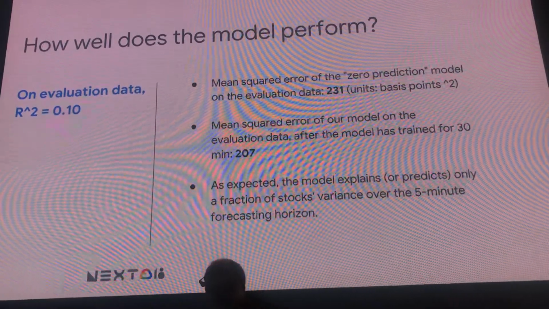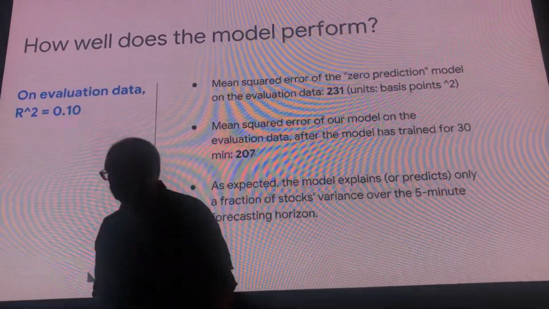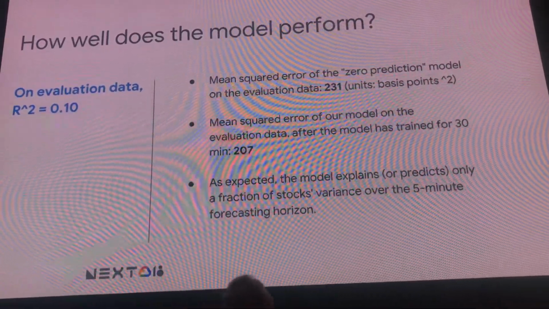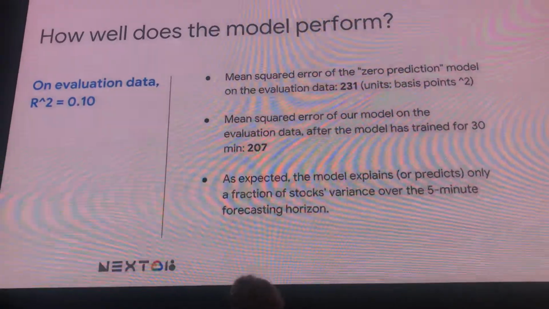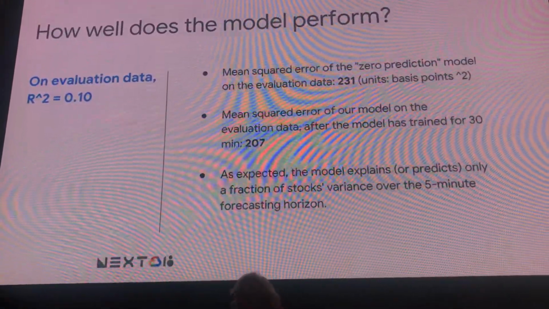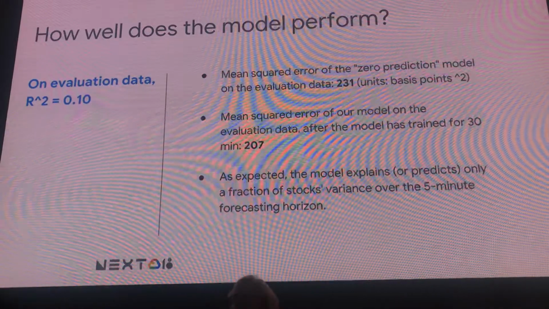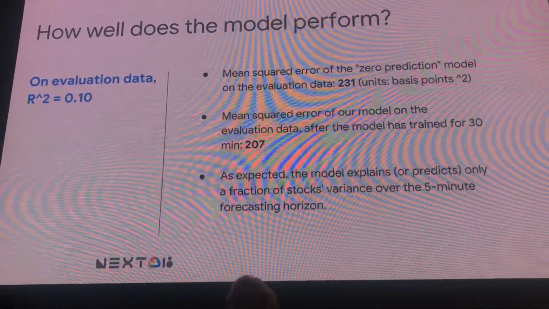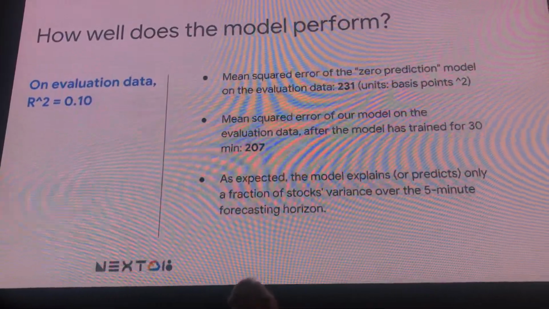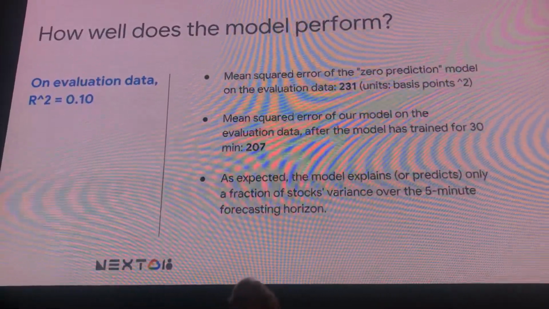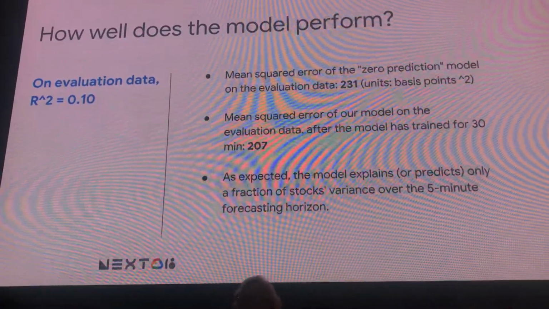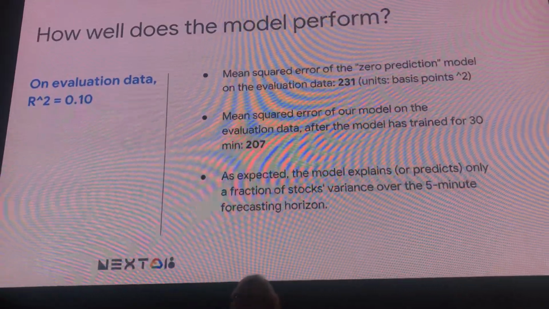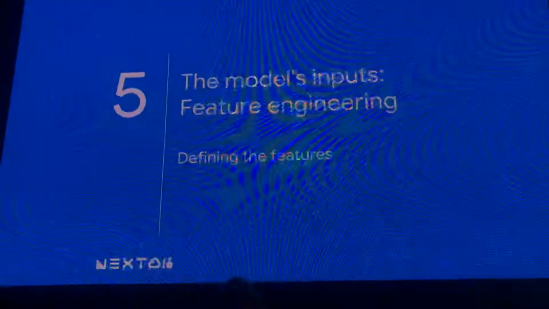So here you can see that for the 0 prediction model, the mean squared error on evaluation data was 231 squared basis points, where basis point is 0.01%. And the mean squared error for our model on evaluation data was 207, so it was slightly better than the trivial model. And this is roughly what would be expected, because you do not realistically expect to forecast all or even most of the variance at 5-minute interval, because there is a lot of noise in intraday prices.